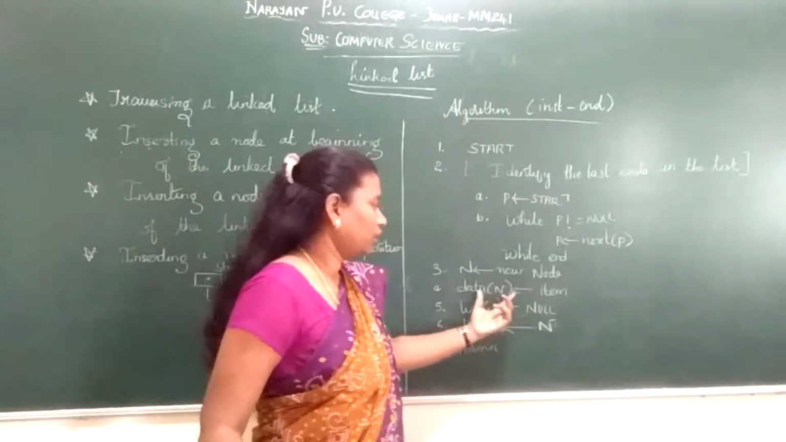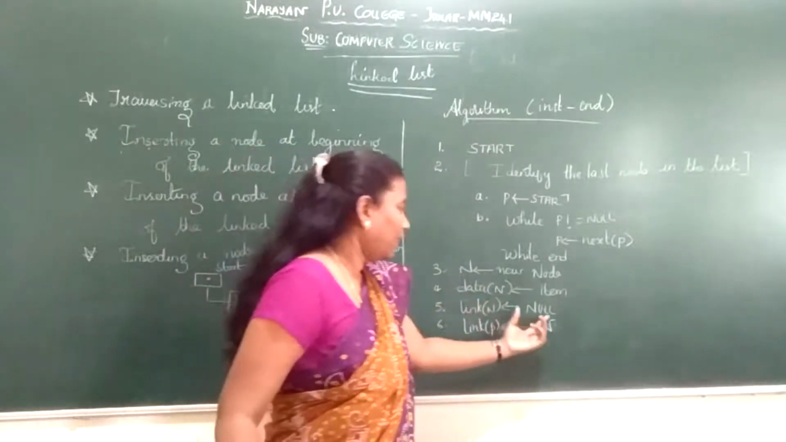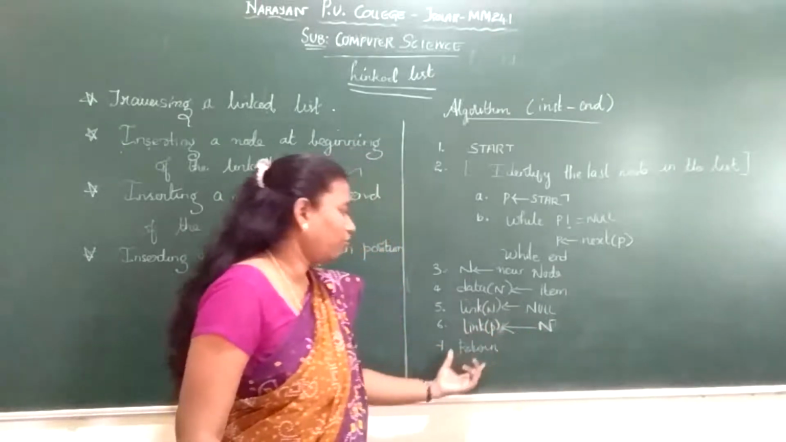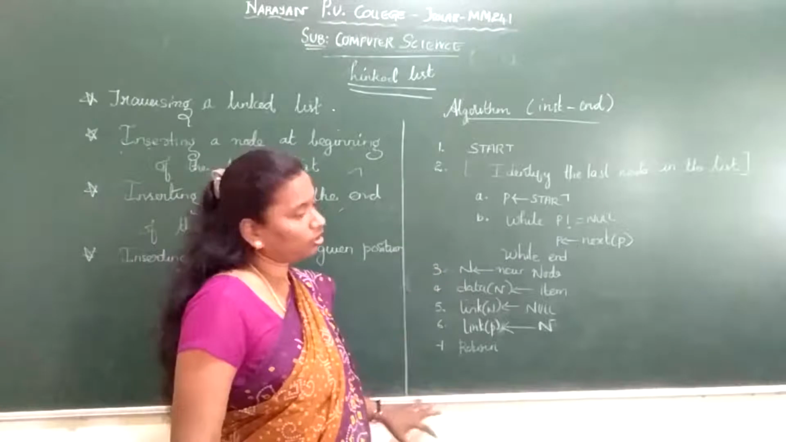Then the item we want to insert goes into the data field. Then the link field will be null. Then N will be linked to the link of P. Then return. So I'll just tell you what all these things are.